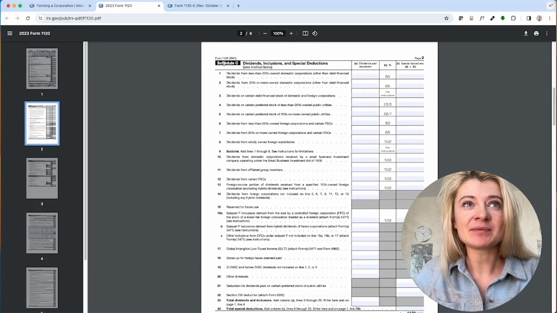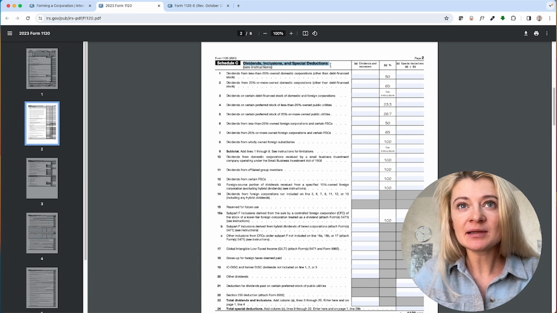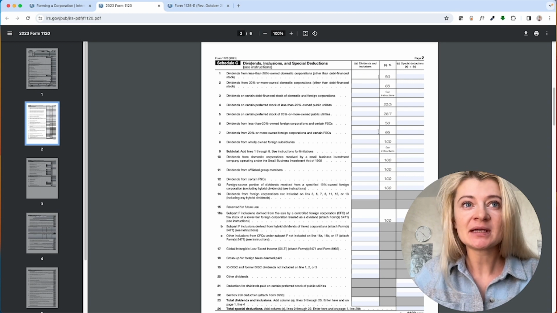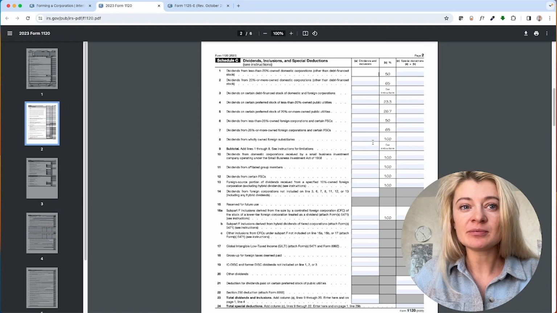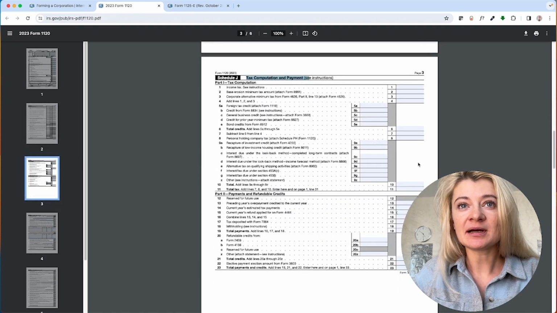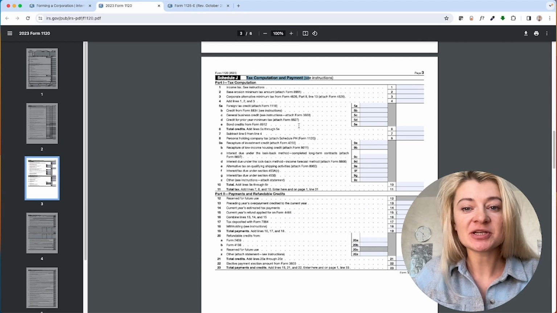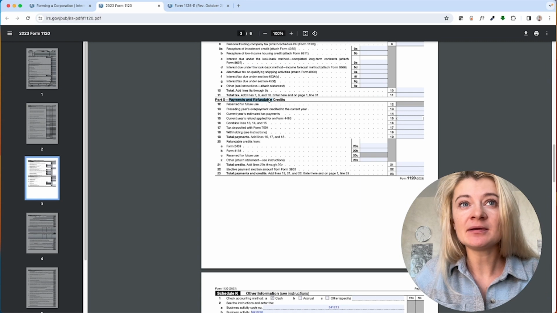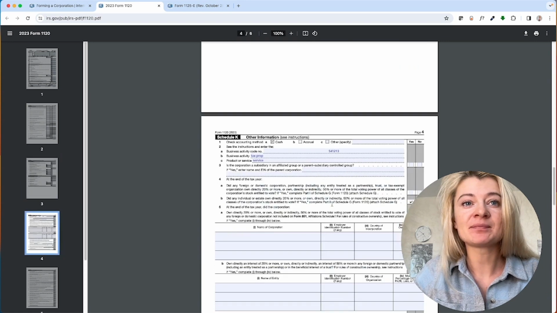So Schedule C. Schedule C is dividend inclusion and special deductions. Most commonly it's used when we need to include dividends from another C Corp, which in our case we don't, so we don't need to fill it out. Schedule J, this is where we calculate the tax that the C Corporation has to pay. On Part 2, we put any estimated tax payments or prior year overpayment, right?